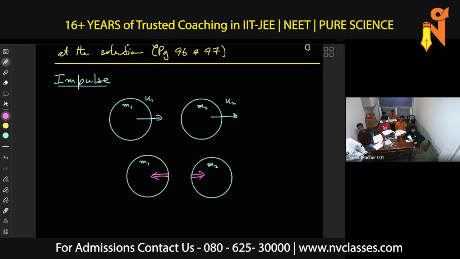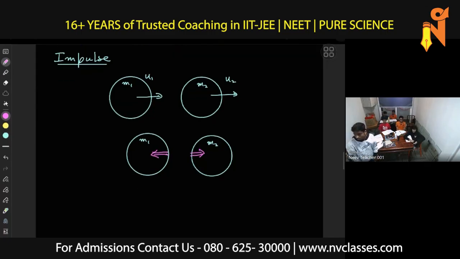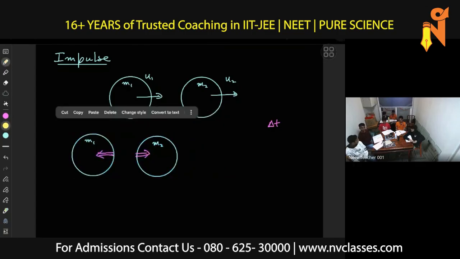So if it was an elastic collision, we have done that. The velocity of approach is equal to the velocity of separation, right? So this force, if it is happening in a very small amount of time, say delta t, we can graph the force. I think we have drawn a small graph also, right?